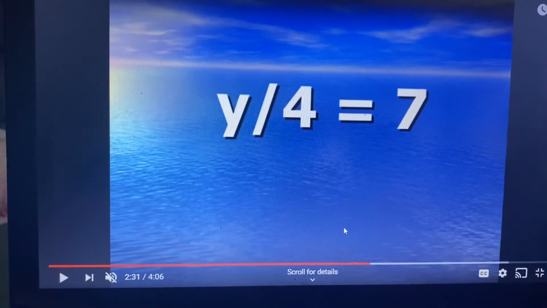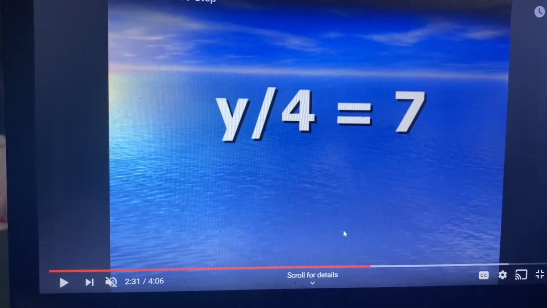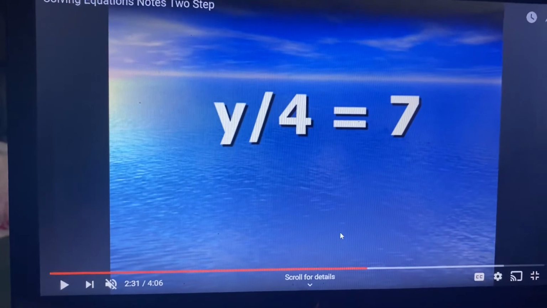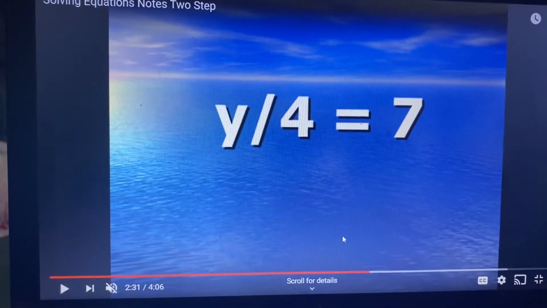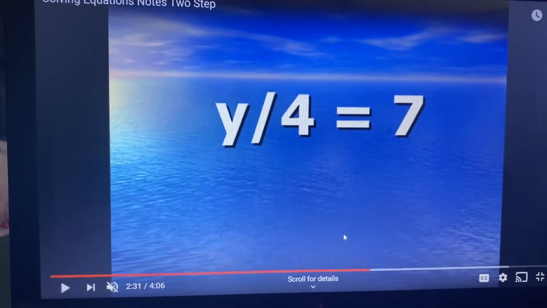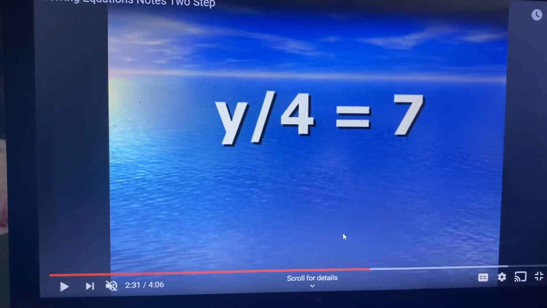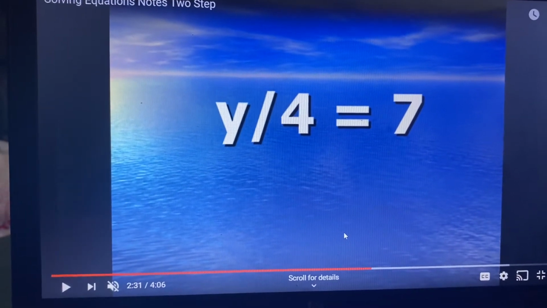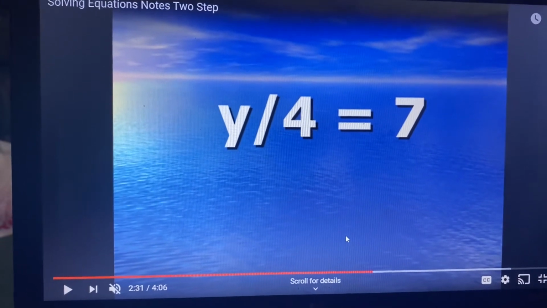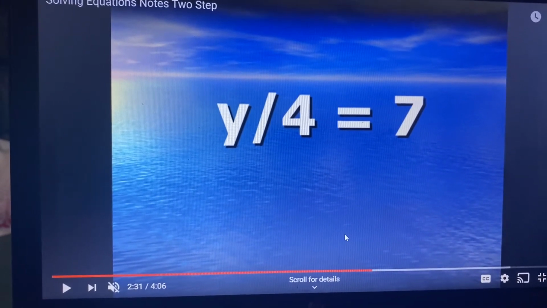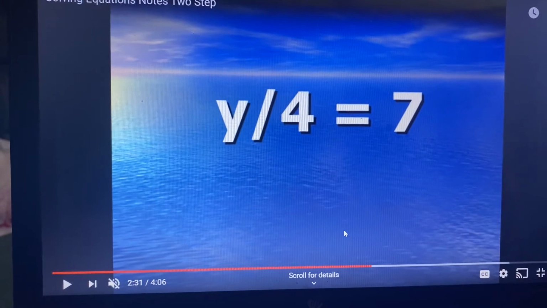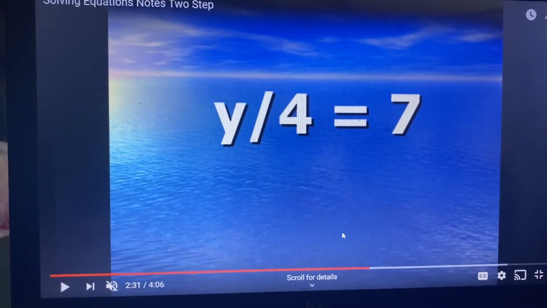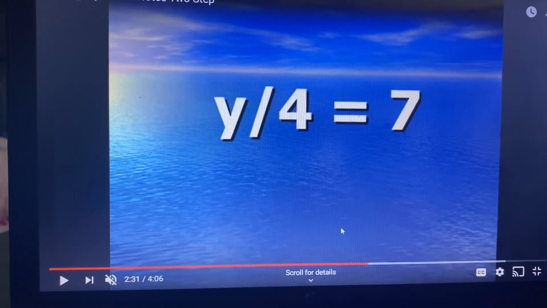Next, what we must do is undo any multiplication or division we see on both sides of the equation. In the last two examples, we were dealing with multiplication. In this example, we're dealing with division. So the opposite of division is multiplication, and you must do so by using the reciprocal. So I would multiply by 4 on both sides of the equation.